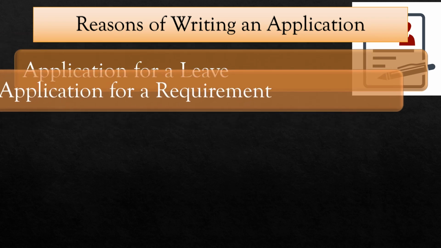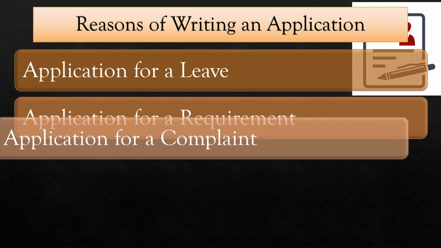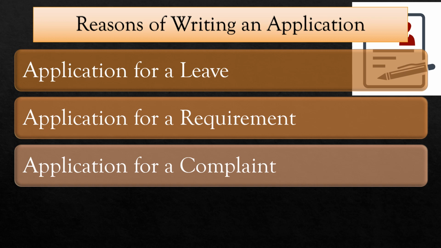There is another reason, and that is requirement. If you require something, you write an application to the principal. For example, if you want new furniture in your class, you can write an application to the principal. There is another reason, that is a complaint. If you have a complaint against your friend or against any department of the school, you can write an application to the principal. For example, sometimes the students of our school write an application to the principal against the staff of the canteen.